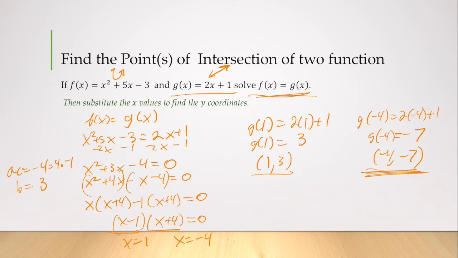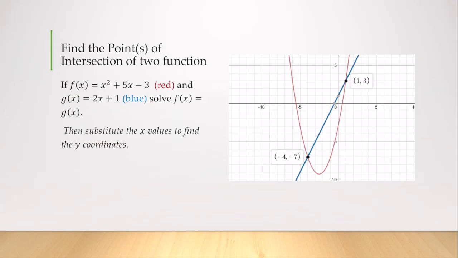Why don't we go ahead and take a look at what the graph of this function would look like. So in red here we have our parabola, and in blue here we have g of x, and we can see that their 2 points of intersection are exactly what we found. When x is 1, y is 3. When x is negative 4, y is negative 7. So remember, it's always kind of good to envision what's going on with our functions.